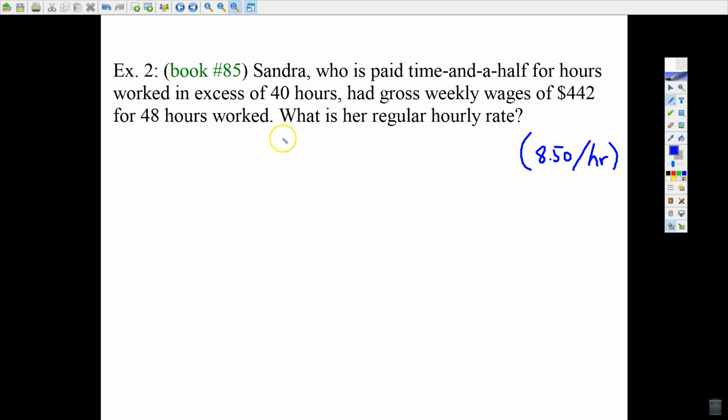All right. You don't have to write this out. You can just go back and write down in your notes that this is number 85 in your book. So that'll keep you from having to write all of that.